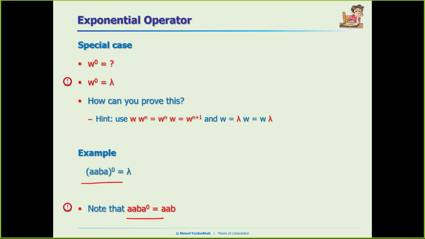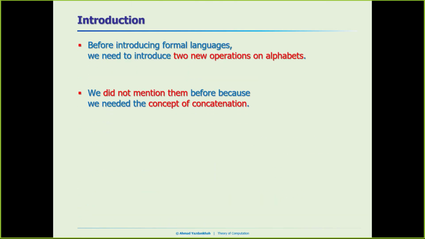Now let's turn to the formal languages. But we still need to define two other operations. So we need two new operations. After I define them, then you will be ready to understand the definition of formal language. The first one is the star operator. And the star operator, we apply it on the alphabet. What is the definition of that?